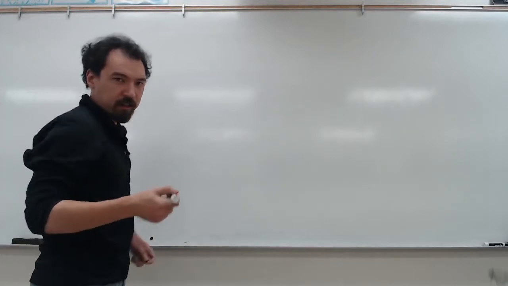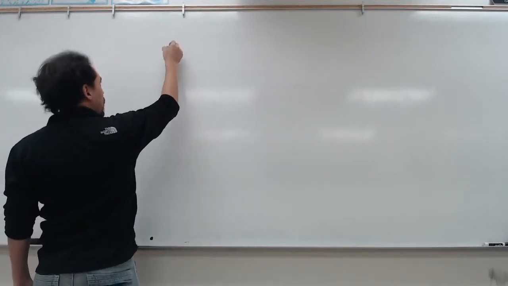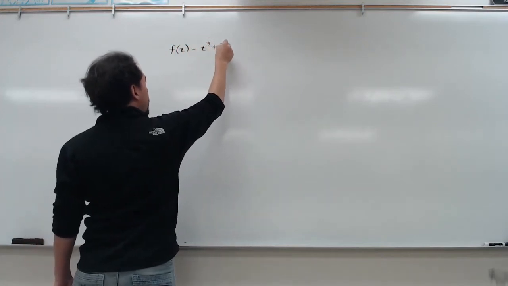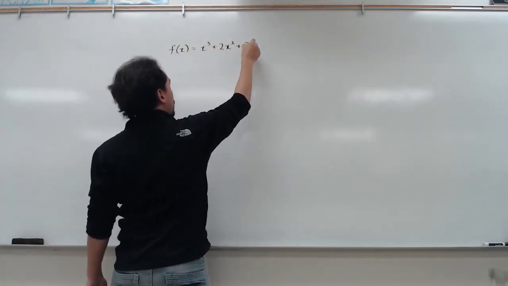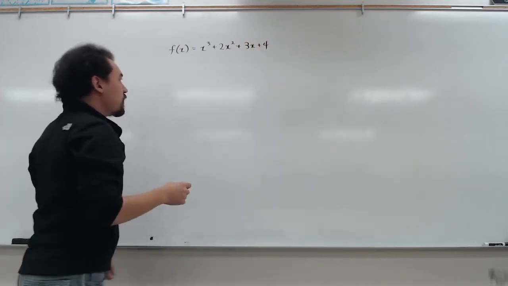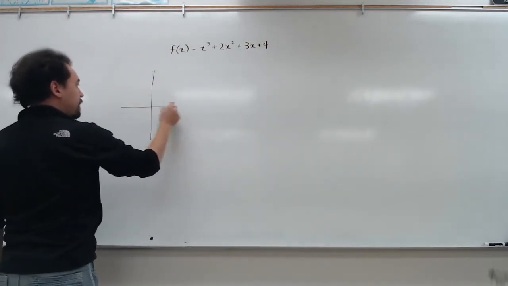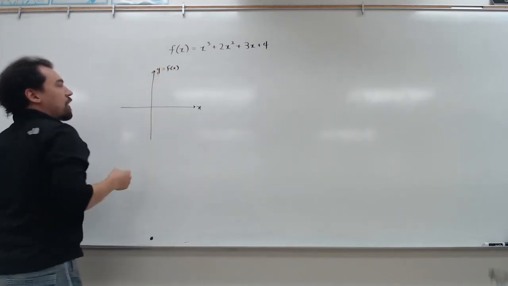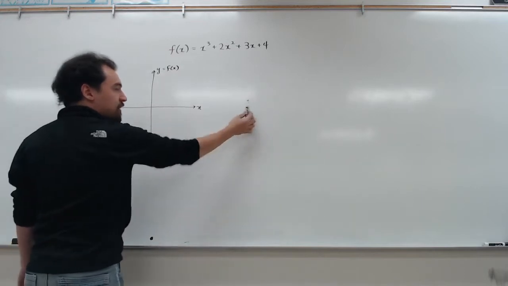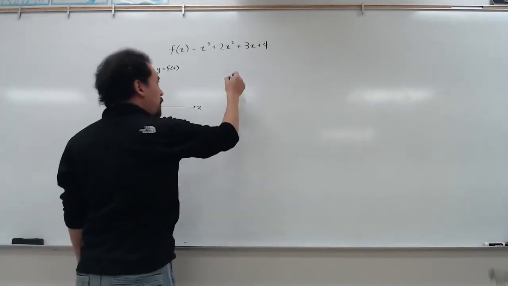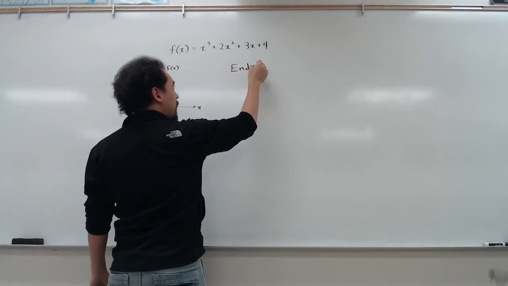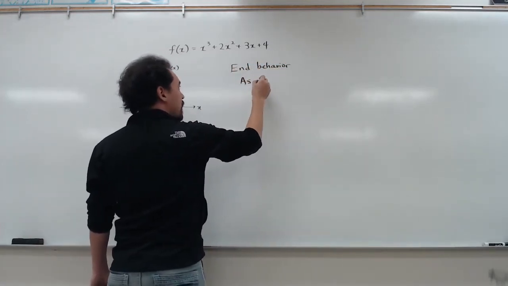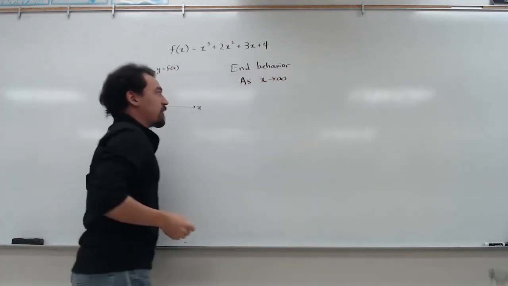As promised, let's talk about end behavior. So our function, we had f of x is equal to x cubed plus 2x squared plus 3x plus 4. And what we want to consider in the graph is as x goes very far to the right. And the way we express this, I'm going to put down end behavior, we want to express this as x goes to infinity.